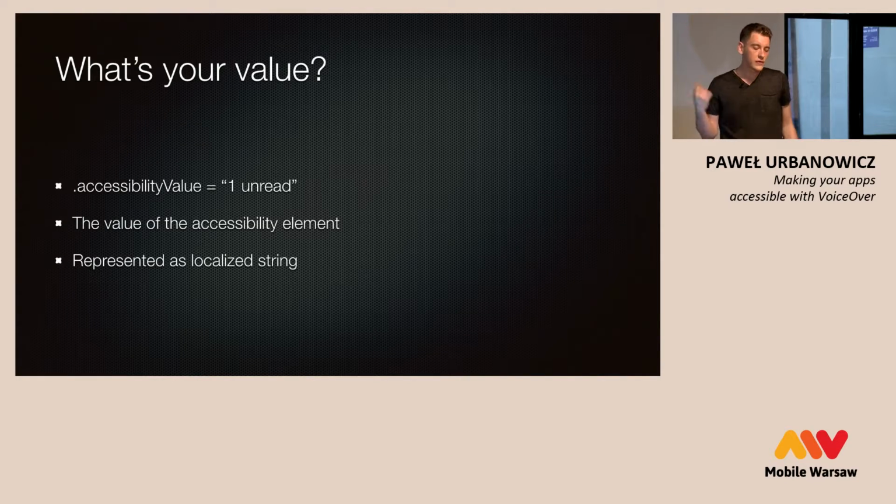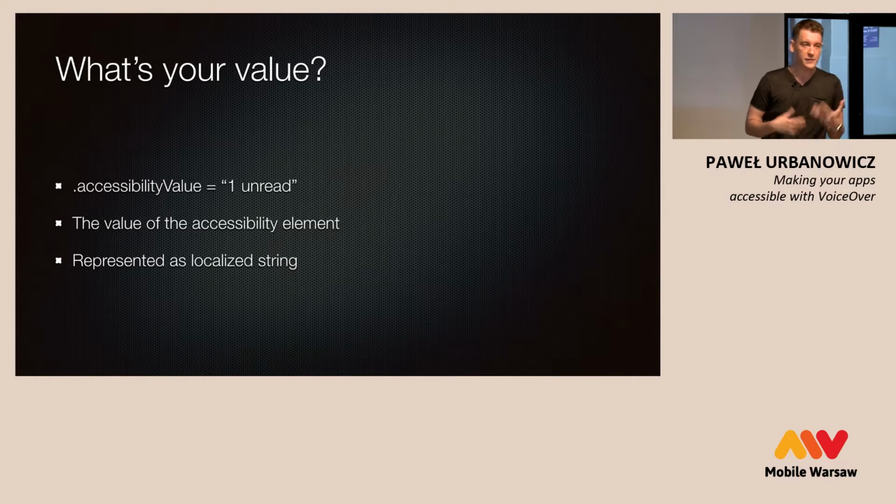If we would use the same button with VoiceOver after implementing all of these properties, it would read something like: notifications, button, one unread. So we have all the context right now. If there is some kind of state associated with your element, which should be exposed to VoiceOver, just use the value property to update this element, and remember about localized strings.